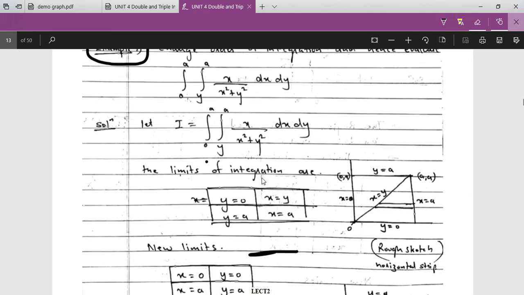Yeah. Now the limits of integration are, see, first you write this box, right? Okay, then y is from 0 to a, right? And x is ranging between what limits? x equal to y and x equal to a, right? Now the first thing is, you need to draw a rough sketch.